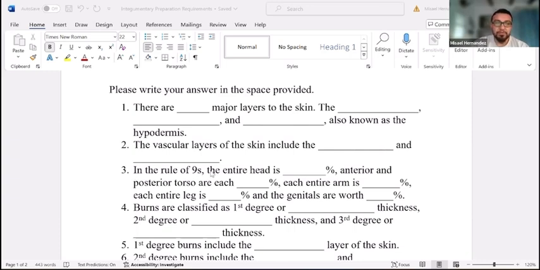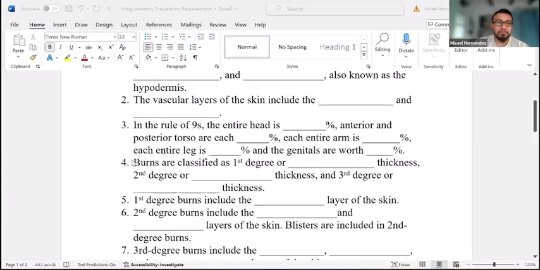Number three, in the rule of nines, the entire head is blank percent. Anterior and posterior torso are each blank percent. Each entire arm is blank percent. Each entire leg is blank percent, and the genitals are worth blank percent.